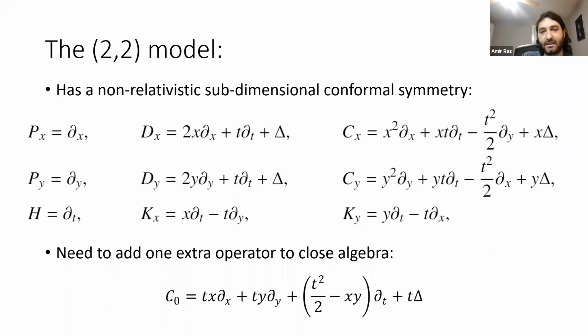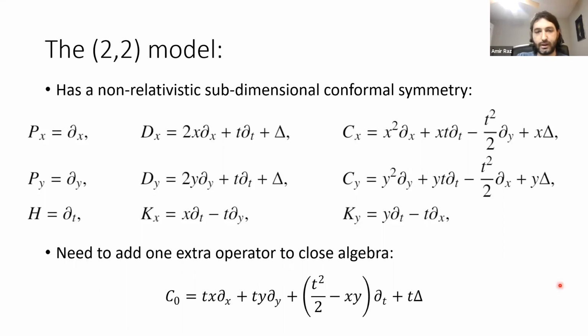The next thing to ask is, okay, we have all our generators. What do they close on? Do they generate anything new? And we can just commute everything, and we need to add one extra operator, which we call C0, and then everything closes in on itself completely. And you can just commute everything now and see what all the commutation relations are. And now we have a closed algebra with 10 generators.